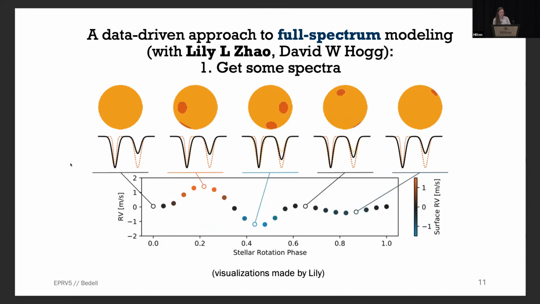So I'll walk you through the procedure that we follow using these beautiful cartoons made by Lily. So we put some spots onto the surface of a star. And the first thing we need is data. So using Starry, again, we assume a spot spectrum and a quiet spectrum, and we forward model what the spectrum that we observe will look like at different times and different rotational phases.